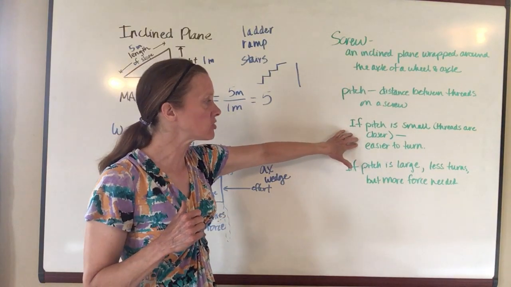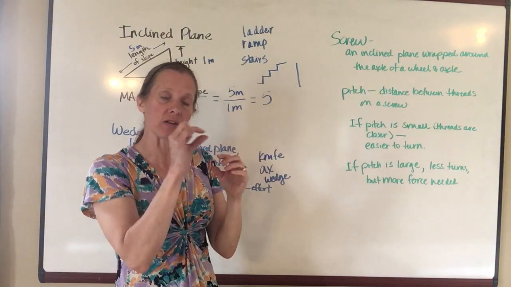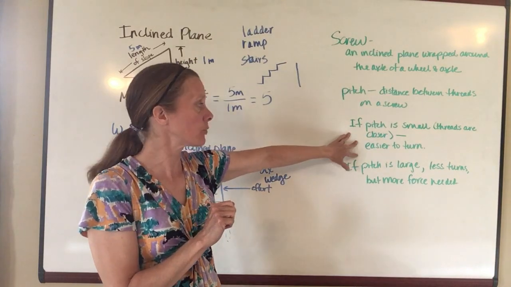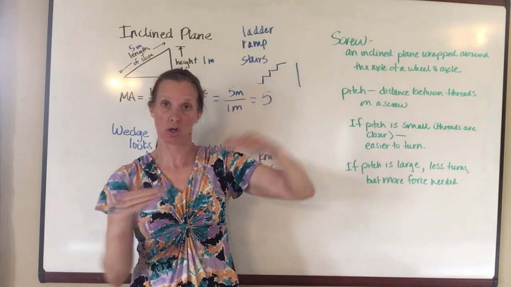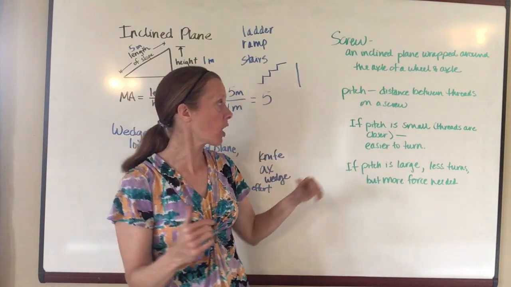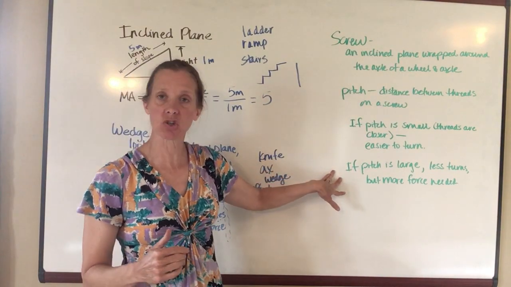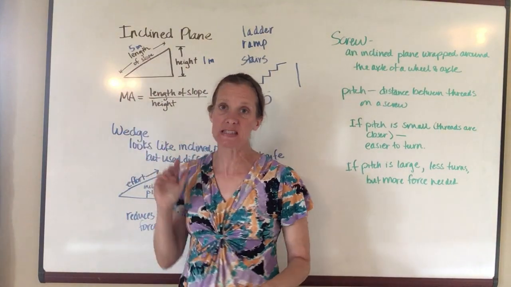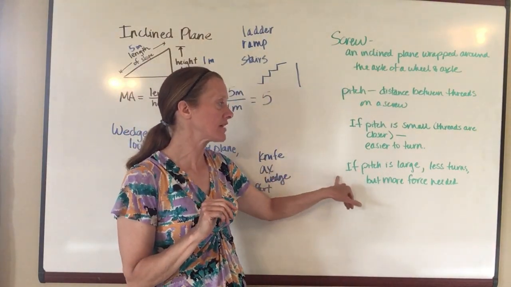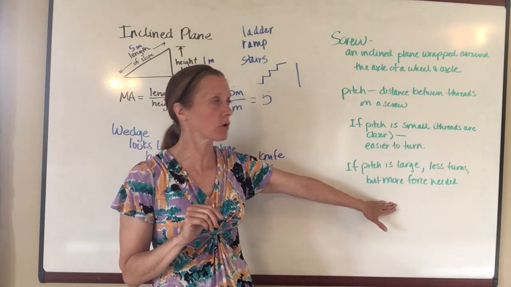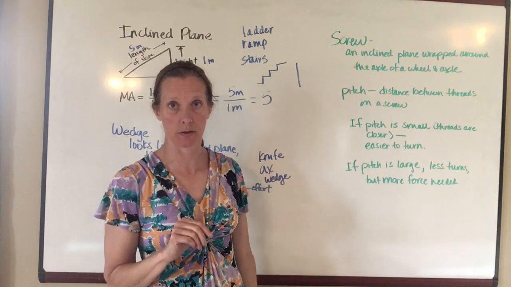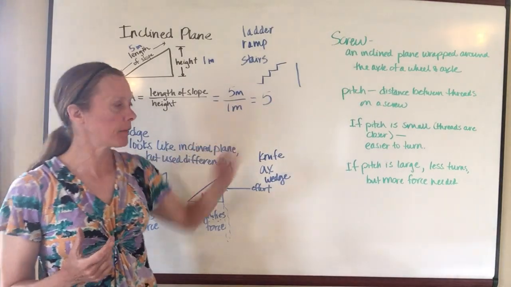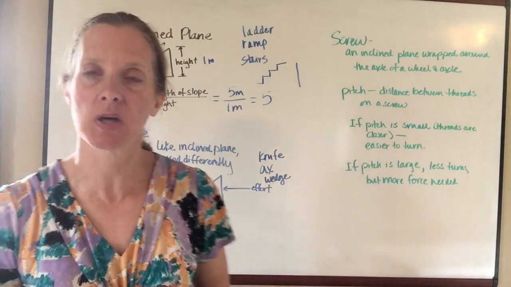One thing I want you to be aware of, because it's very much related to an inclined plane: if the pitch is small, in other words, if the threads are really close together, your screw is going to be much easier to turn. The reason is that it's like a really long, not very steep slope. On the other hand, if your pitch is large, with a lot of distance between the threads, that's like having a very steep slope, so it will take you fewer turns, but a whole lot more force to get that screw inserted into your wood. So, variations on an inclined plane: a wedge and a screw. That will finish up our study of simple machines.